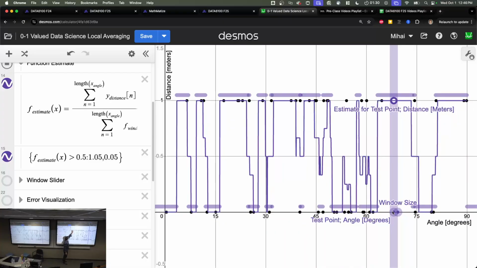So I think it's going to work. I think it's not going to work. I think it's going to work. I think it's not going to work. And it goes all over the place.